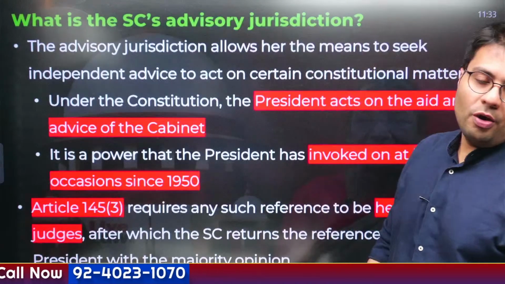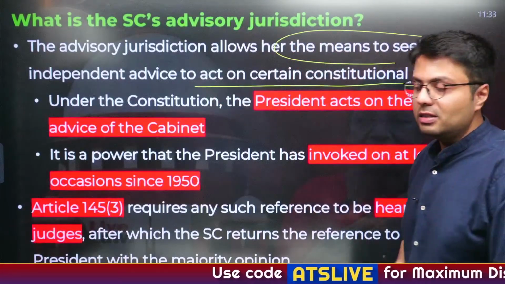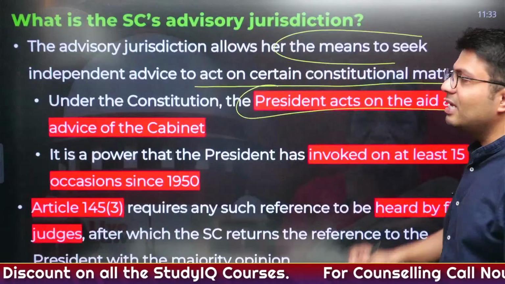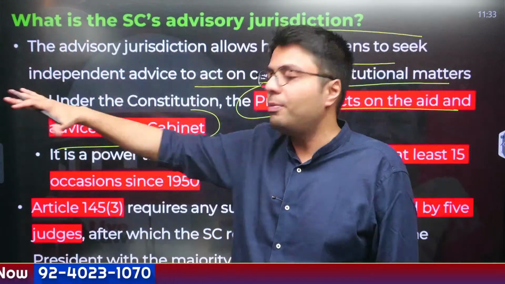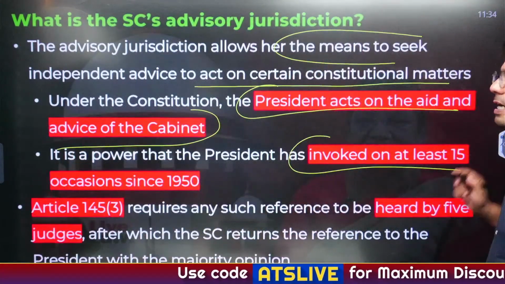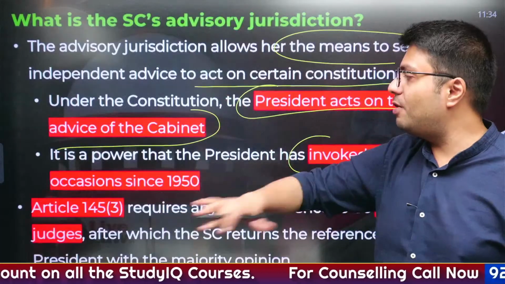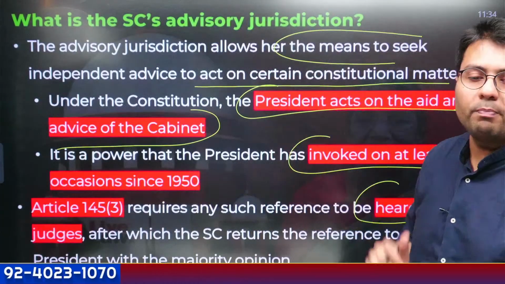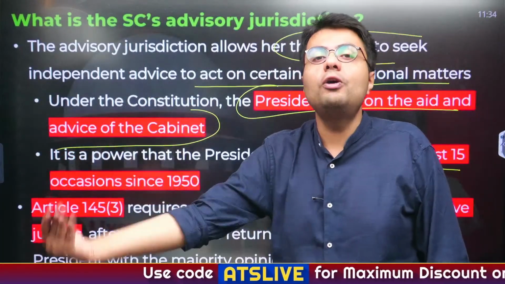Now, the advisory jurisdiction of the Supreme Court allows the President to seek independent advice on certain constitutional matters. You have to understand this is not the decision of the President. The President is posing these questions to the Supreme Court because it has been the advice given to her by the cabinet. So this is basically the power of the Union Cabinet, that it can ask for a legal opinion of the Supreme Court through the President of India. And this power has not been invoked for the first time. In total, in India's independent history, there have been about 15 instances where such questions have been posed to the Supreme Court. And Article 145(3) states that when such questions are posed, they will be heard by at least 5 judges, and after considering these questions, the Supreme Court can send a report to the President based on the majority opinion of these 5 judges, right?